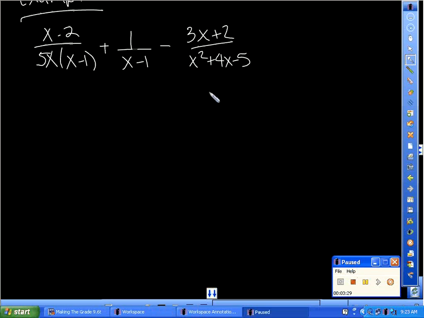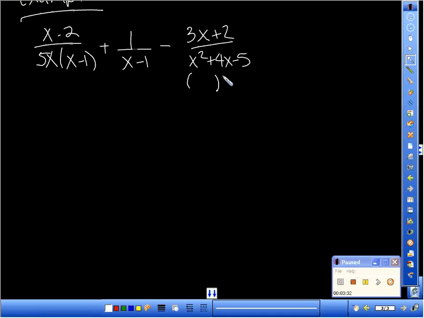So we're going to find the least common denominator. First I need to factor this. How does x squared plus 4x minus 5 factor? x plus 5 and x minus 1. So my LCD, what do I have in common? All of them have an x minus 1. So I'm only going to write that once. If I write it down 3 times, I no longer have the least common denominator, and then I'm going to make my numbers really big, and I don't want that.